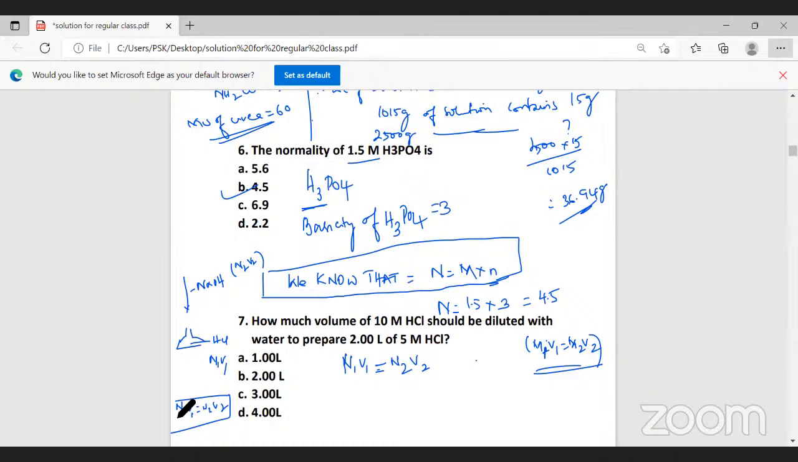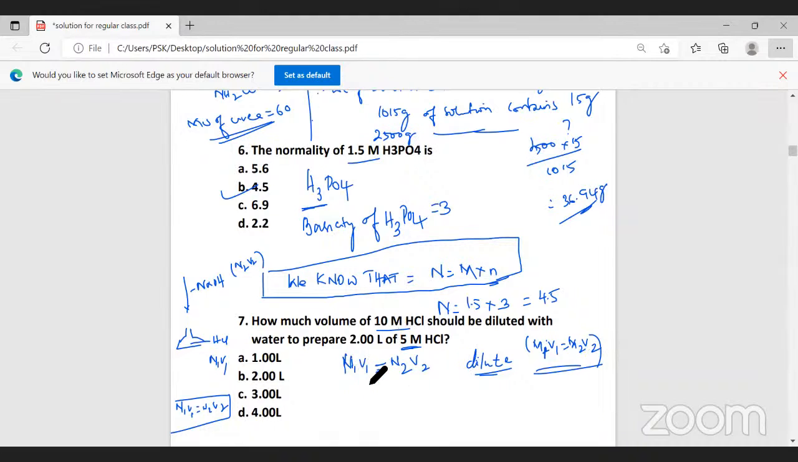All right. Now, this formula is used not only to calculate the unknown solution, but also to prepare dilute solutions. You know what a dilute solution is? A solution in which the concentration of the solute is less is called a dilute solution. Now, see what they have given. They have given you 10 molar HCl, and they're asking you for the volume of water required to prepare 5 molar HCl. This 10 molar is concentrated and 5 molar is diluted.